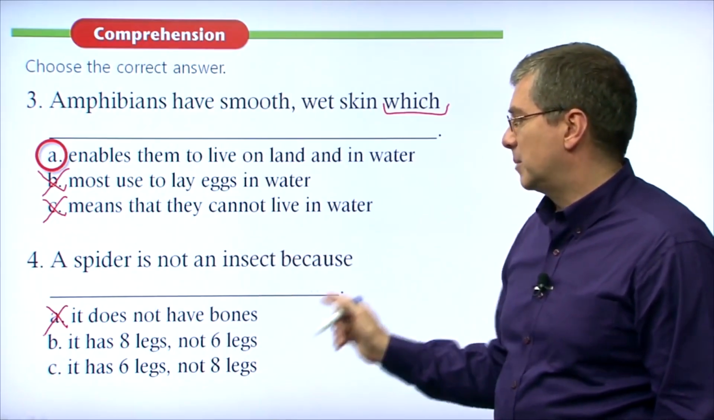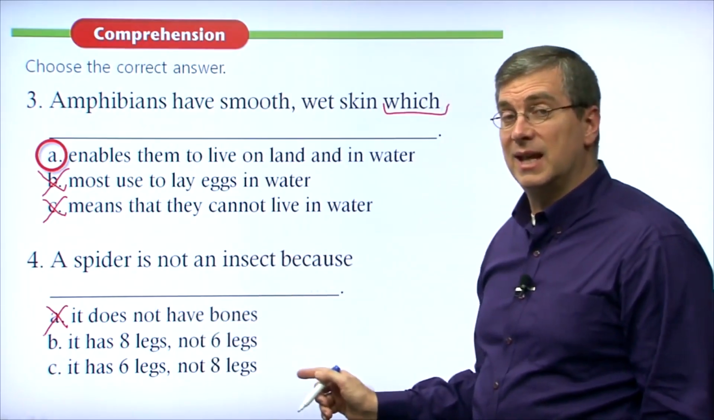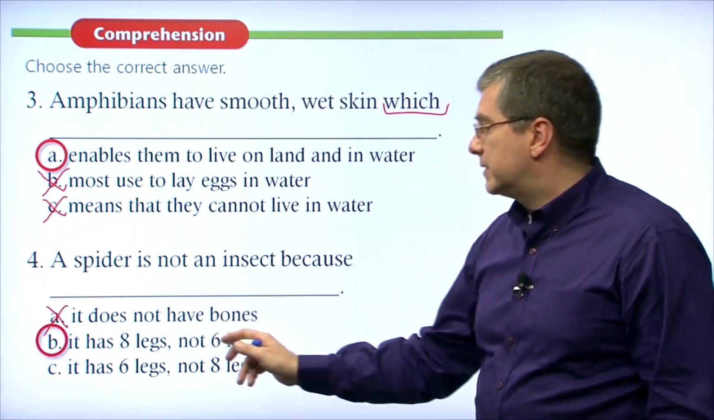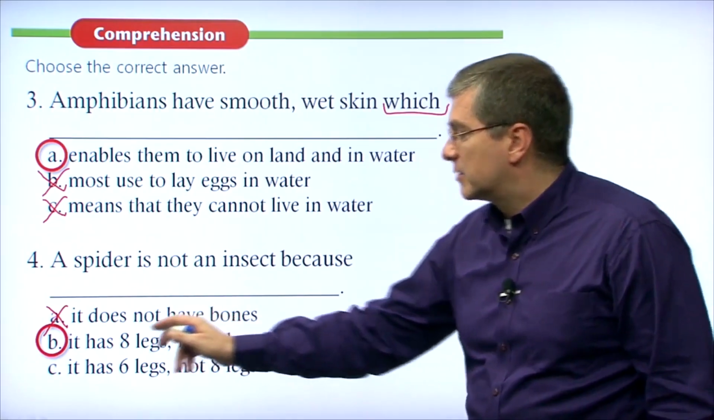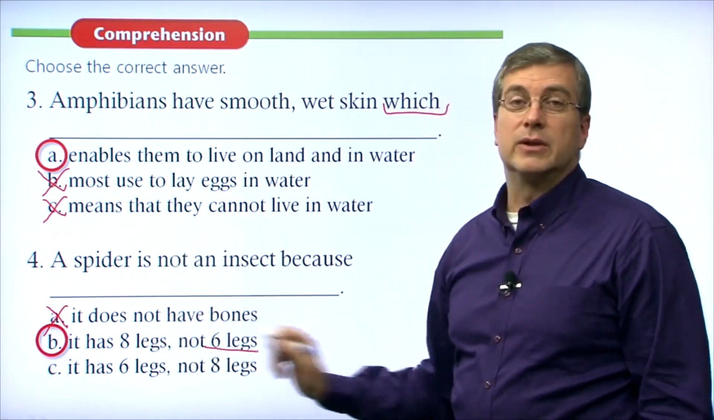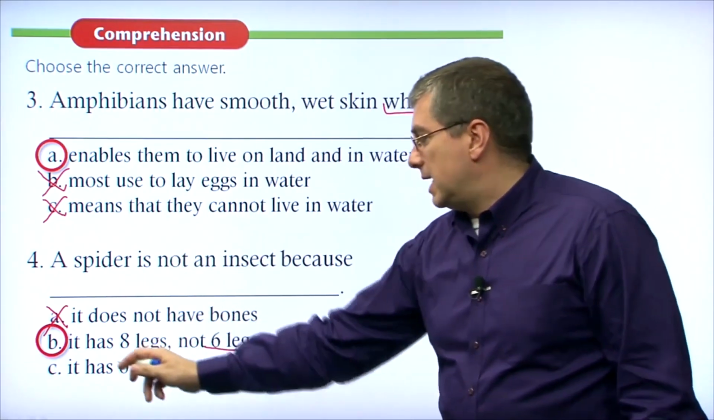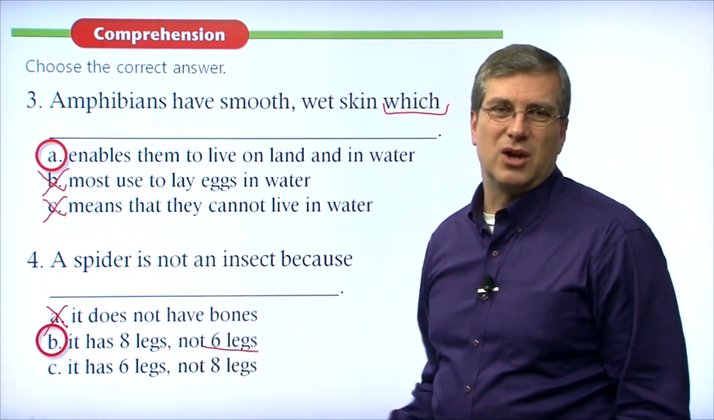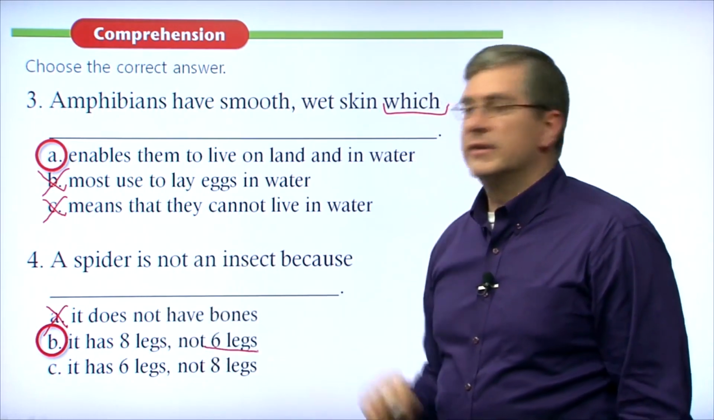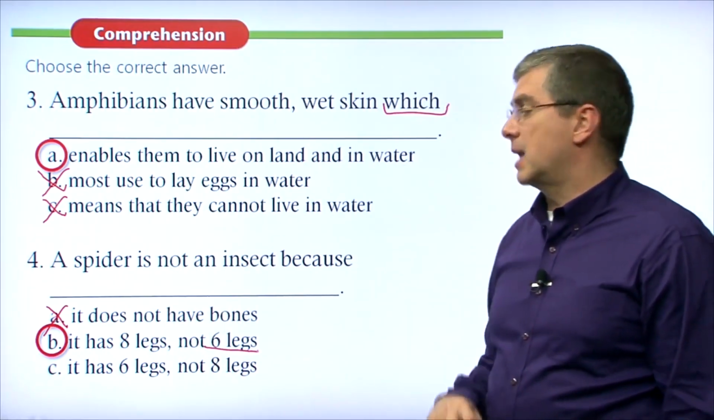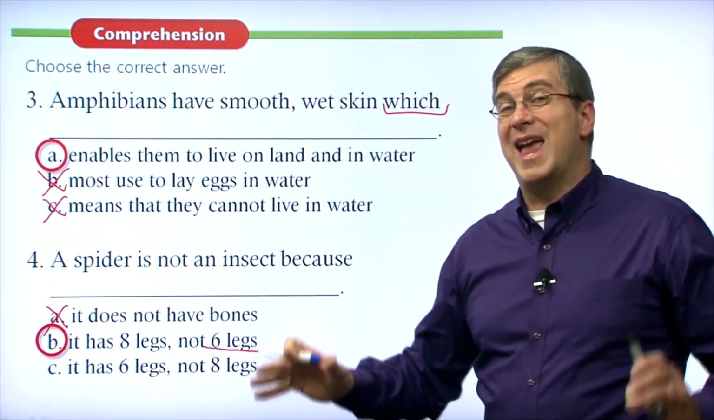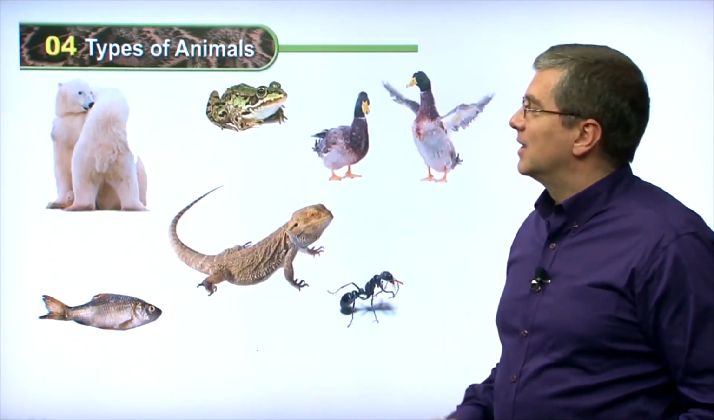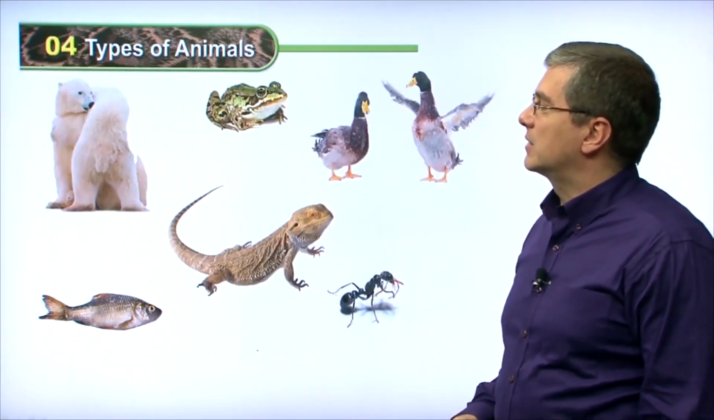A spider is not an insect because it has 8 legs, not 6 legs. That's it right there, right? A spider has 8 legs. Insects have 6 legs. Spiders have 8 legs. So spiders are not insects. See, it has 6 legs, not 8 legs. No, that's not correct. They just switched the numbers around trying to confuse you, right? So B is the correct answer, okay? A spider is not an insect because remember, spiders have 8 legs, right? They're kind of scary. Okay, anyway, let's do the final review, the final slide here.